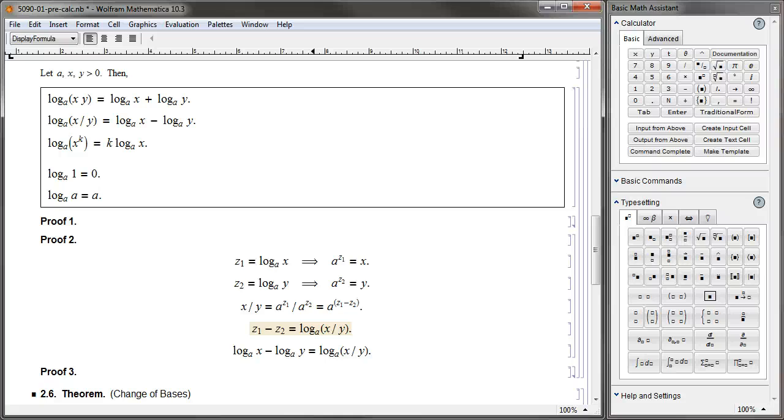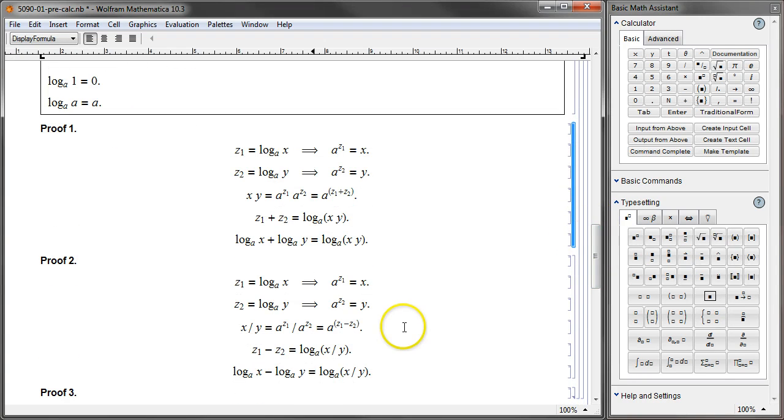And what is z1? What is z2? Substituting everything back in, we get what we want. Precisely the same proof as the previous rule, except we use division and subtraction right here in the third line. See, compare. Everything is the same except here and here.